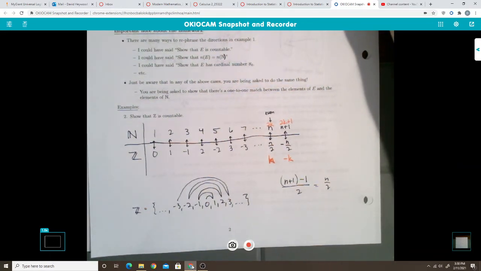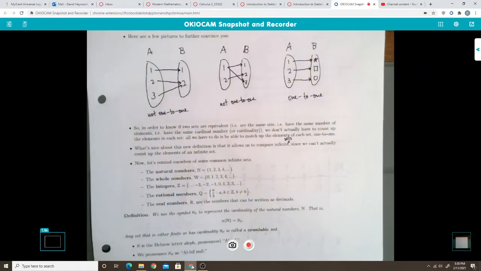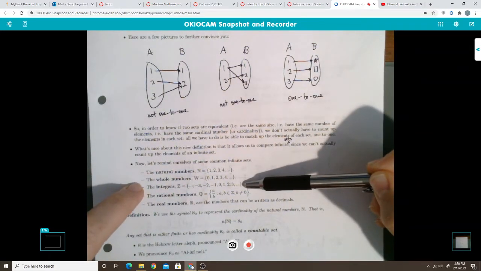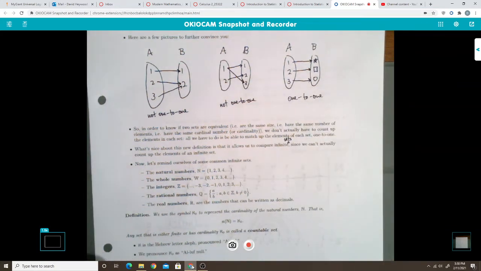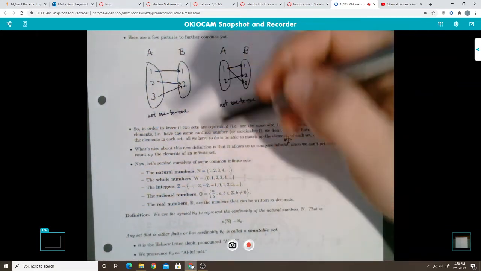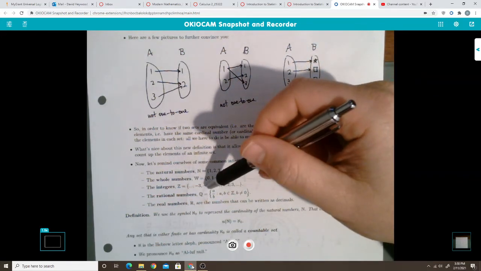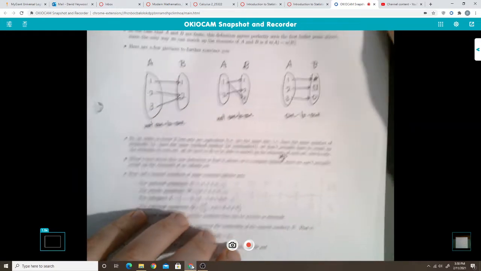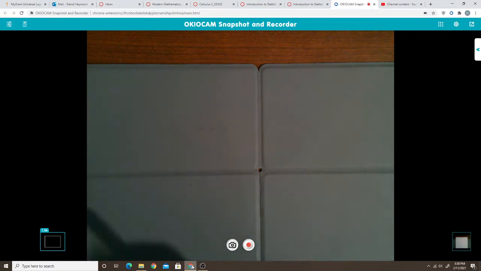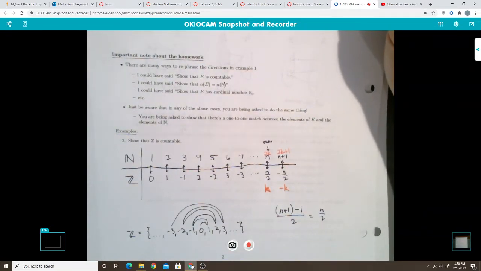Okay, so we've shown that there are just as many natural numbers as there are integers, which is kind of crazy, right? Because it seems like there should be twice as many integers as natural numbers, since it includes all of the natural numbers plus all of the negative natural numbers. So that's kind of crazy that we were able to show that there's a one-to-one correspondence. But there is a one-to-one correspondence, right? You can always match up those elements one by one.